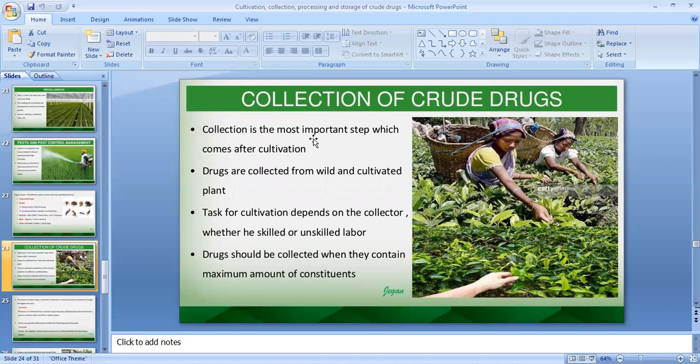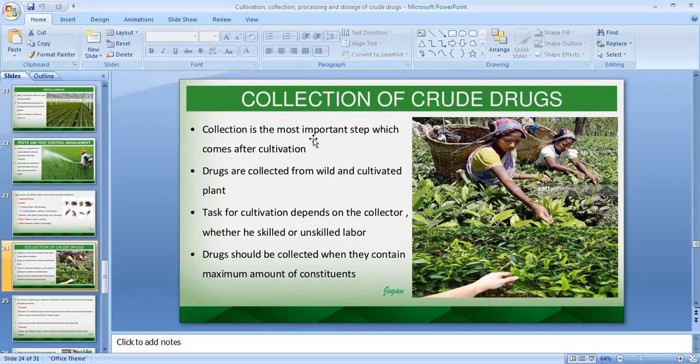Then we will see about the collection of fruit drugs. First point is that collection is the most important step which comes after cultivation. Drugs are collected from wild and cultivated plants. The task for cultivation depends on the collector, whether he is skilled or non-skilled labor. Drugs should be collected when they contain the maximum amount of constituents.